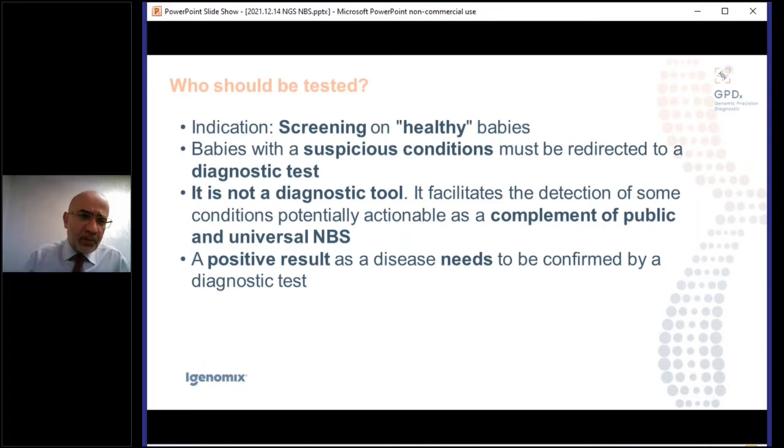Now, if we ask whom should be tested, I mean all healthy babies. It's a screening program, so ideally all babies should be tested, healthy individuals. Now, if we have a sick baby, if we suspect a specific condition, a screening test is not ideal. We need to do a diagnostic test, and of course, if we have positive results, this needs to be confirmed.